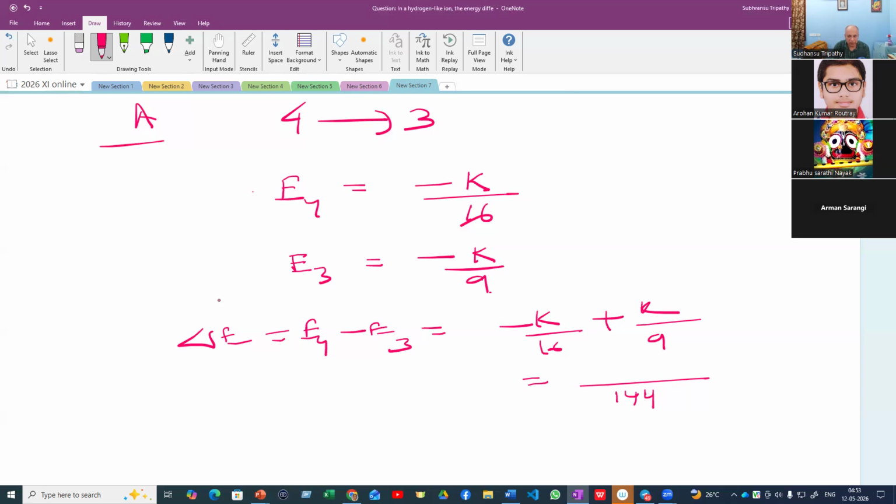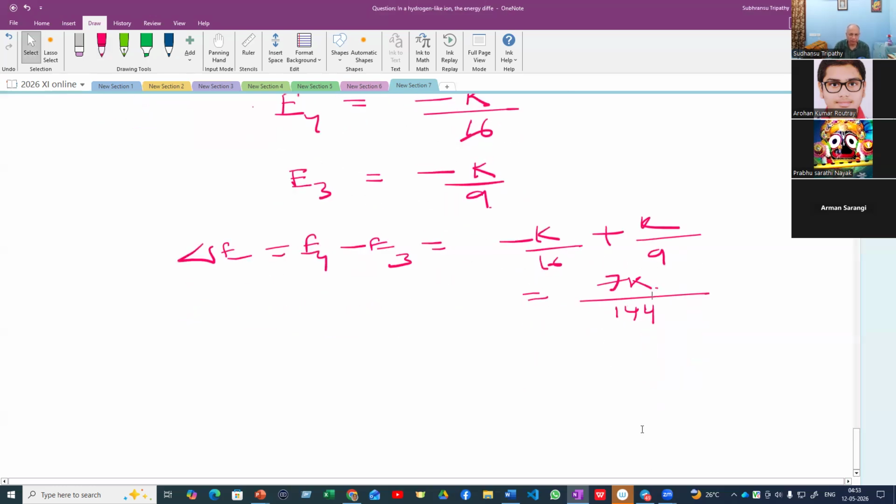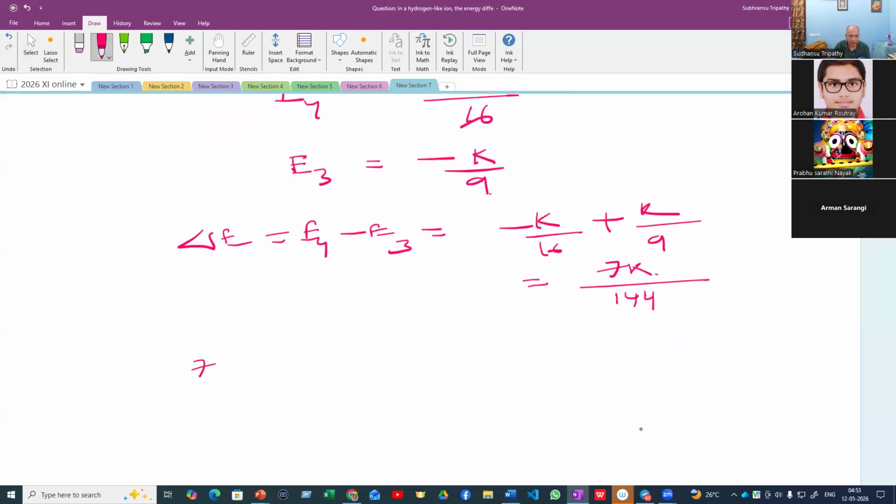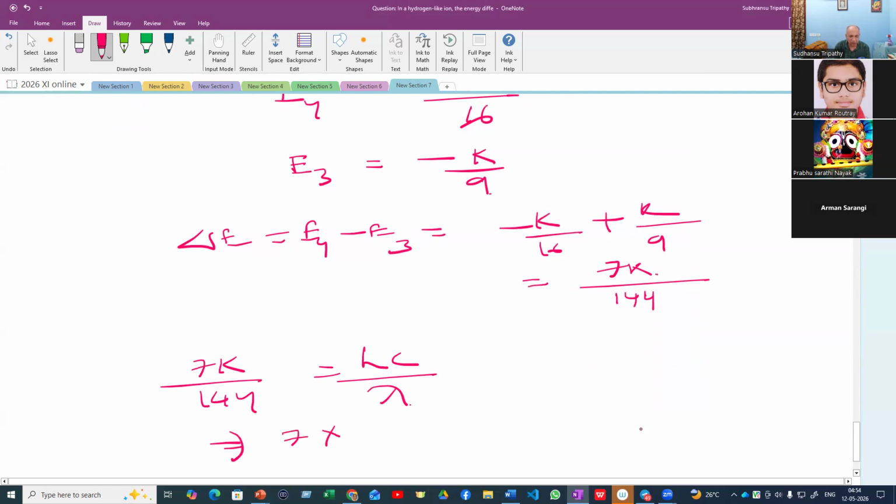No, it is how much? 7K, right? 7K by 144. Is it correct? Yes, sir. That is equal to hc by lambda. Then you have to find out. So K value is how much?